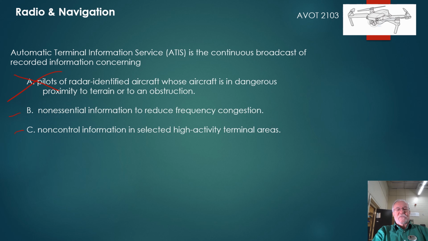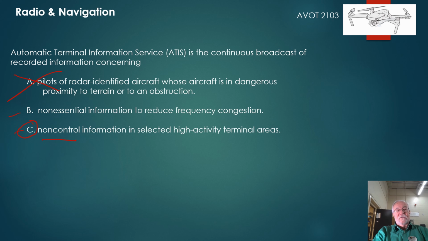Non-essential information. Oh, that puts a little spin on it there. No, I really do want to know what the runway is, and those are important things. They aren't saying it for nothing. So yeah, I would have to go with C in this case. In fact, that is the answer.